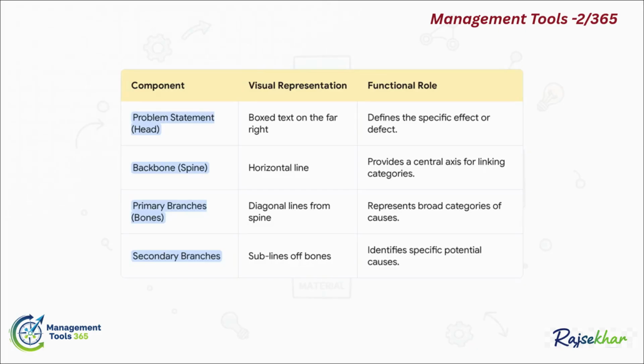And this table just lays it all out perfectly. You have the head defining the problem, the spine holding it all together, the primary branches for your main categories, and then the smaller secondary branches where you get into the nitty-gritty details your team comes up with. It's a really simple but incredibly powerful structure.